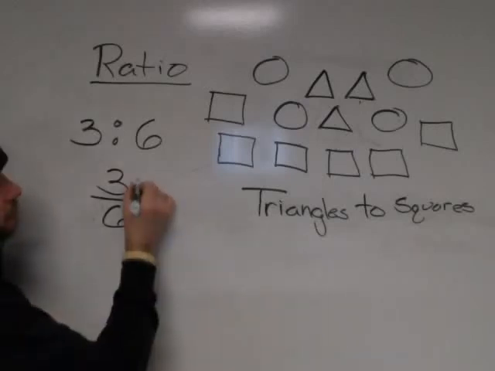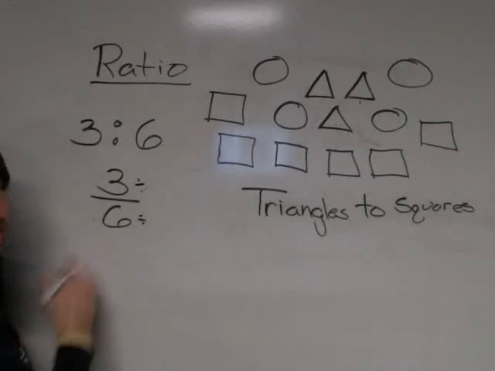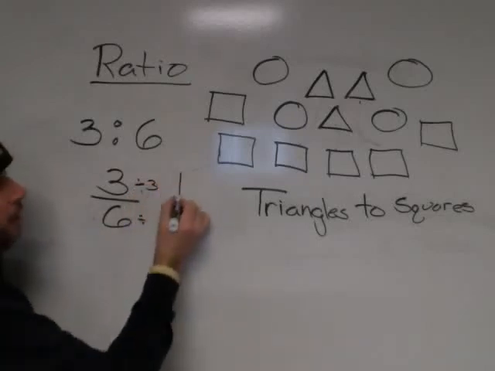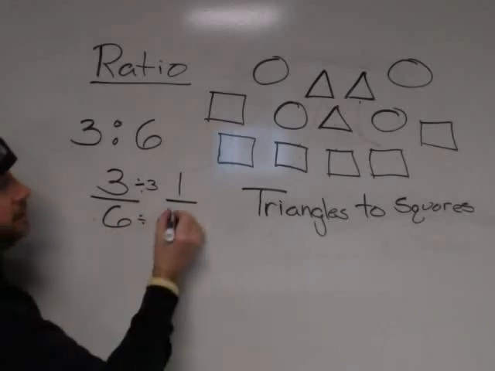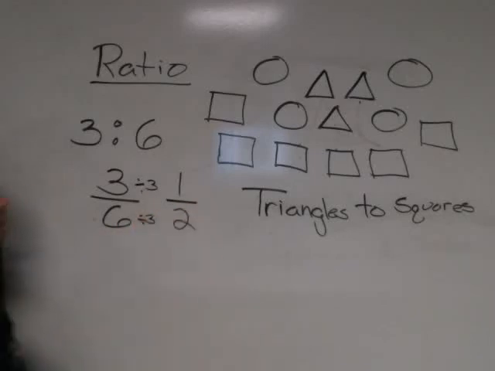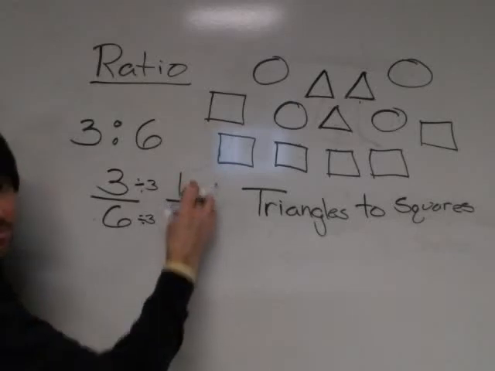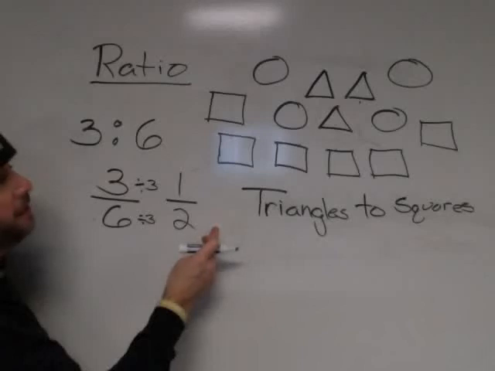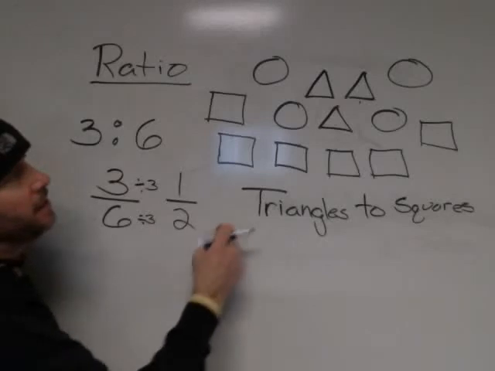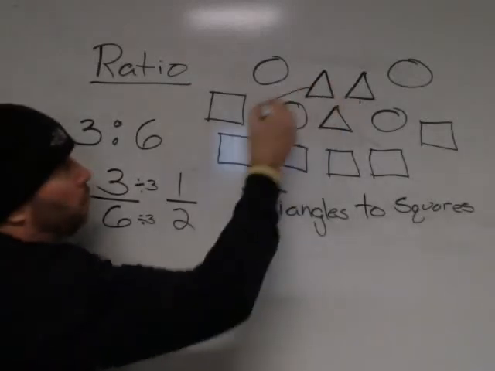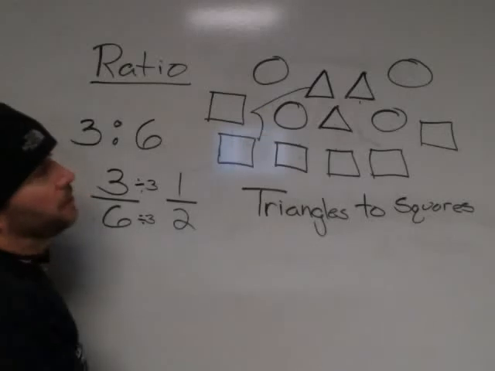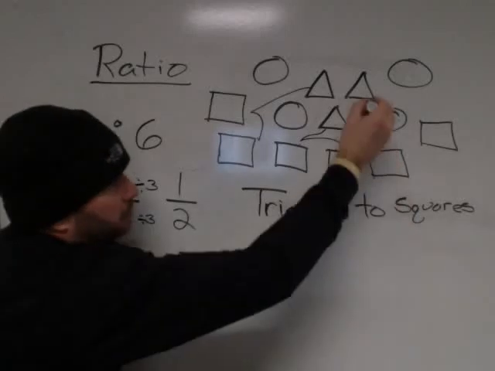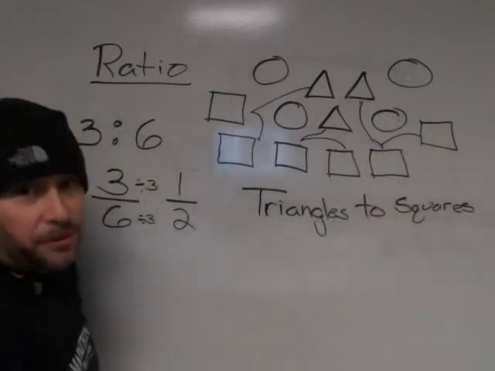And so you could divide those by a greatest common factor, which would be 3, and you will get 1 and 2, which you know is read as a half or a 1-to-2 ratio. In other words, what we know is that for every 1 triangle, there are 2 squares.